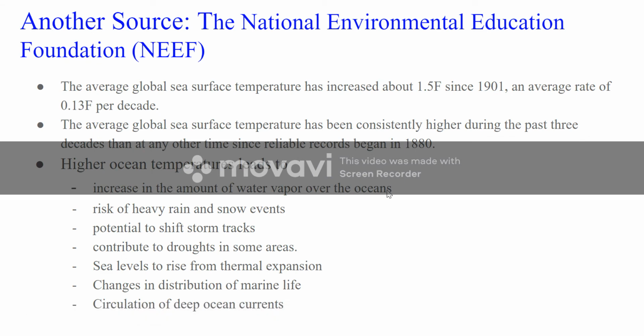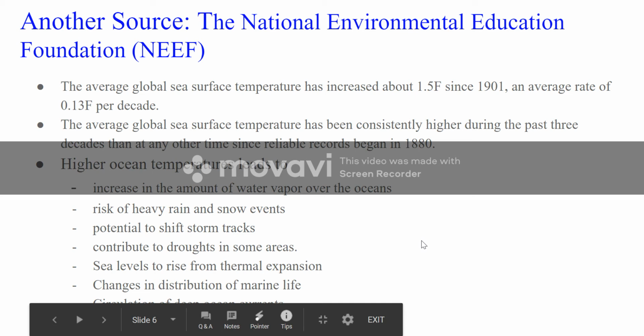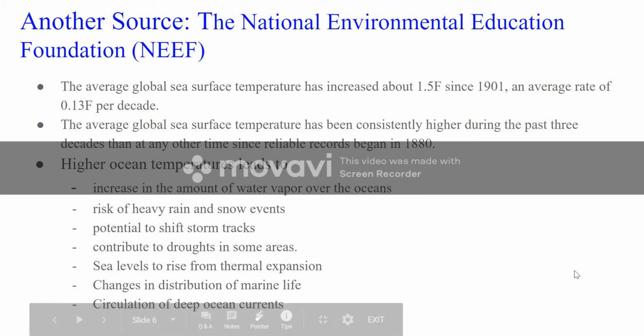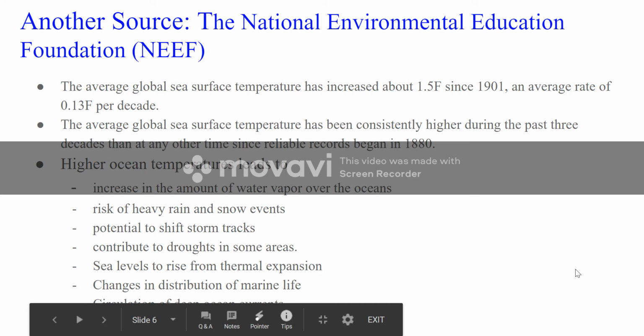So another source that I found is the National Environmental Education Foundation, NEEF. The average global sea surface temperature has increased about 1.5 Fahrenheit since 1901, an average rate of 0.13 Fahrenheit per decade. The average global sea surface temperature has been consistently higher during the past 3 decades than at any other time since reliable records began in 1880.